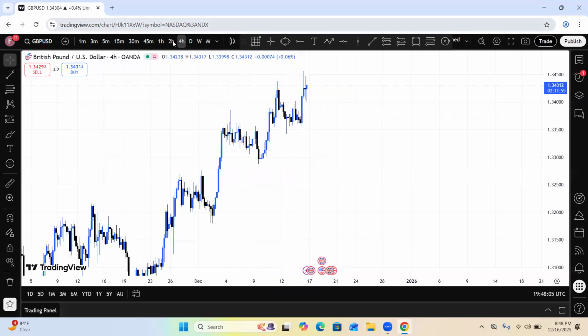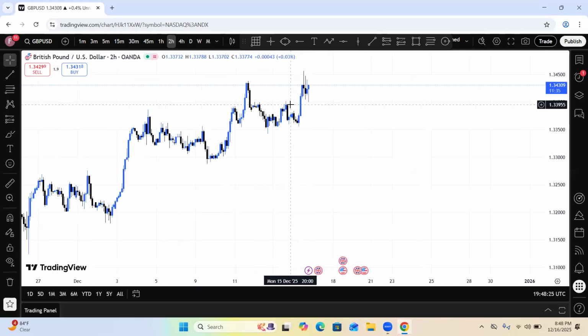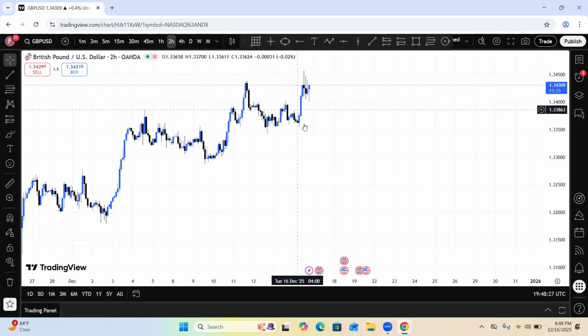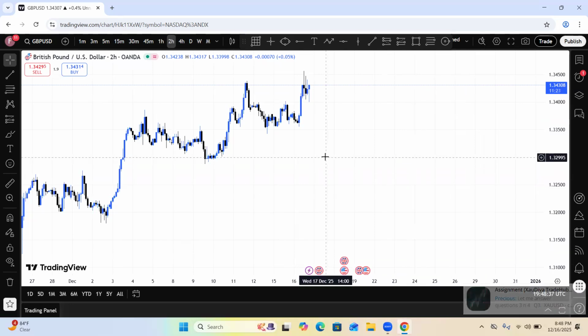Then inside this 4 hours candlestick, we can still break it down to 2 hours. So now 2 hours candlestick forms one 4-hour candlestick. I hope you guys are understanding. 2 hours candlesticks, as you can see now, were all formed in 2 hours. Every 2 hours, a candlestick is being formed.